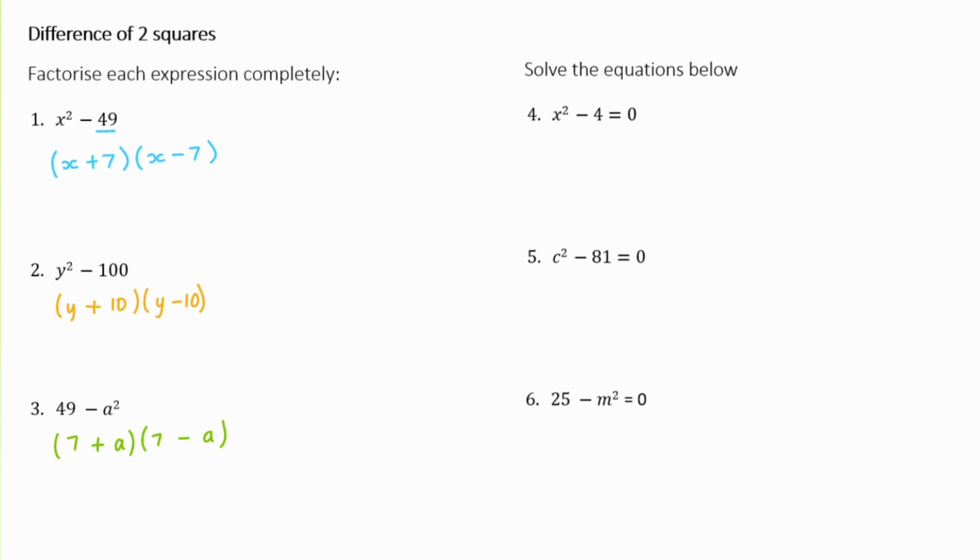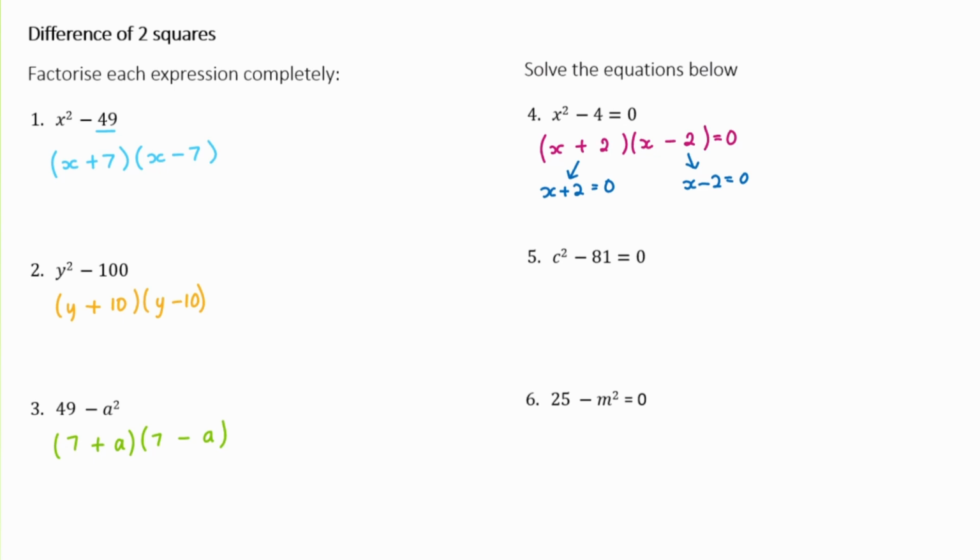So for number 4, we've got x squared minus 4. So we could put x as the first term of each bracket, and the square root of 4 is 2. So we could put x plus 2 and x minus 2 is equal to 0. In order to solve it, we would have to separately equate both of these brackets to 0. So x plus 2 is equal to 0 and x minus 2 is equal to 0.